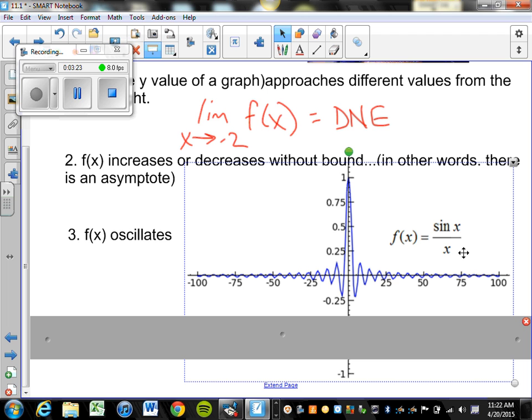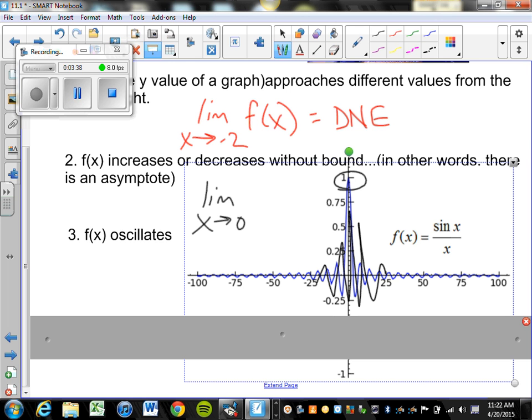So for example, if you look at this function, sine of x over x, if we tried to evaluate the limit as x approaches 0 here, even though you want to say, oh, it looks like it's 1, because this graph has this motion happening to it, it's oscillating back and forth, we cannot definitively say what that limit is.